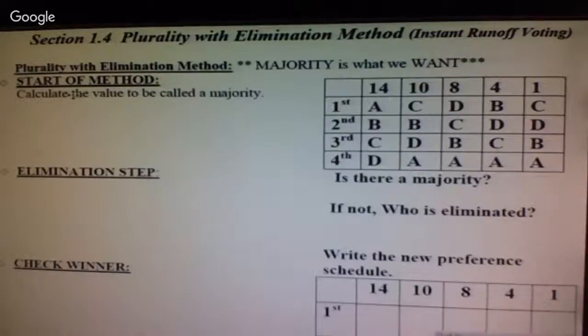Okay. This one is called plurality with elimination, or they also call this your instant runoff method. So we're still talking plurality, which means what? Popularity, which means we're looking at the people in first place. I only care about the people that are in first place. The problem now, though, is you can't win unless you have a majority. So majority is what we want.